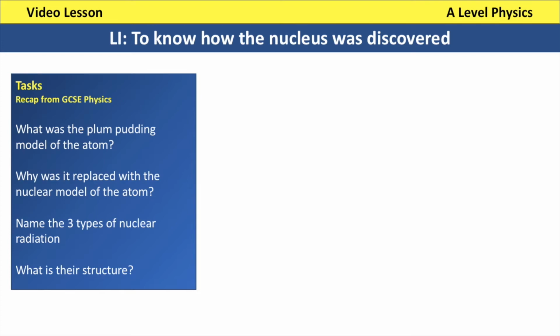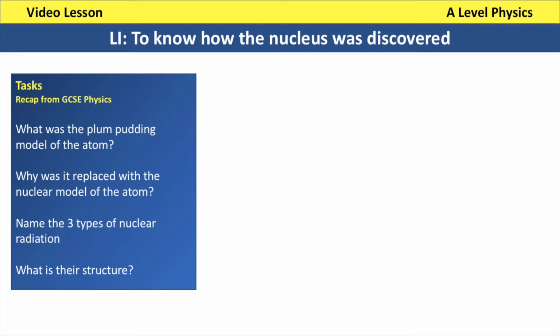Now, the first task I would like us to do today is to recap our knowledge of nuclear physics from GCSE. There are 4 questions that I would like to have a go at. What was the plum pudding model of the atom? Why was it replaced with the nuclear model of the atom? Then I'd like you to name the 3 types of nuclear radiation and, if possible, give me the structure. In other words, what actually are those 3 types of radiation? Pause the video now, write down your answers in full and then press play to check your work.